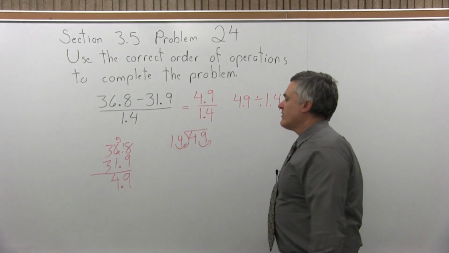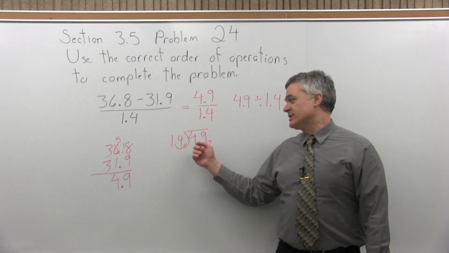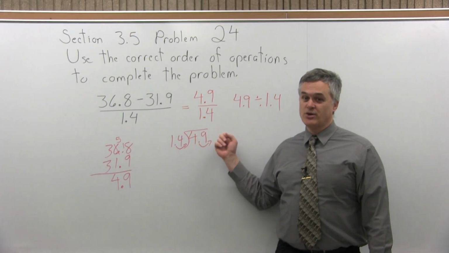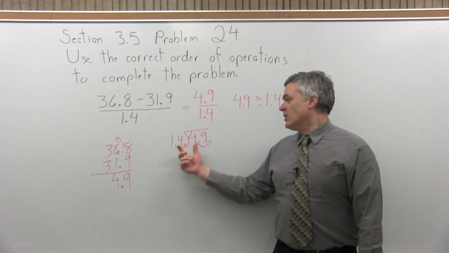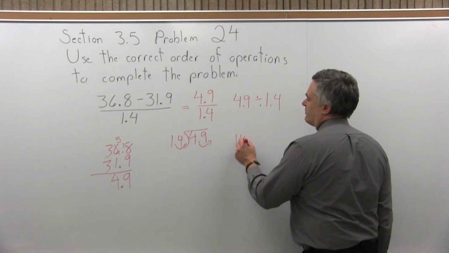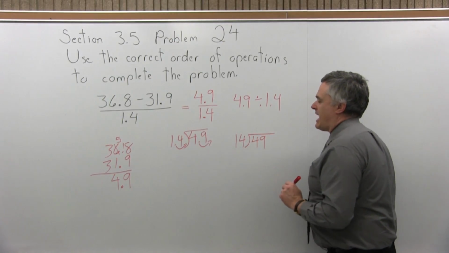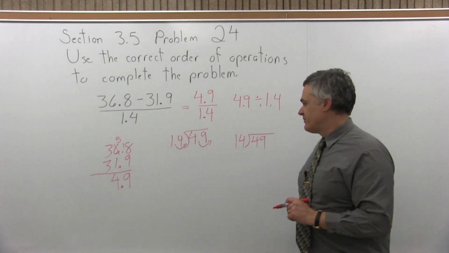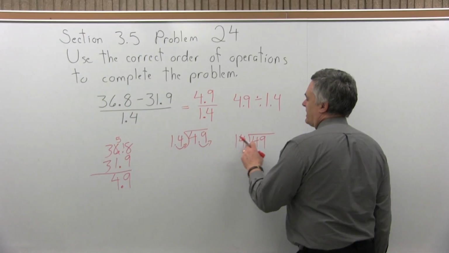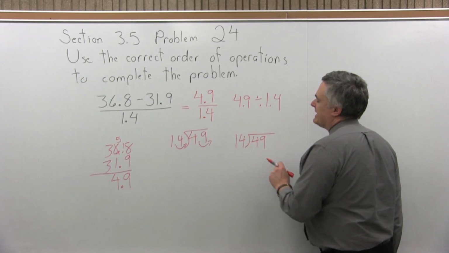Well, however many positions I move it for the number in front of the division symbol, I have to move it the same number of positions for the number under the division symbol. So, one spot for both. So the problem now really is written 14 divides into 49. Now I can go ahead and do that problem. So 14 divides into 4, it won't go. 4 is not big enough. 14 into 49.